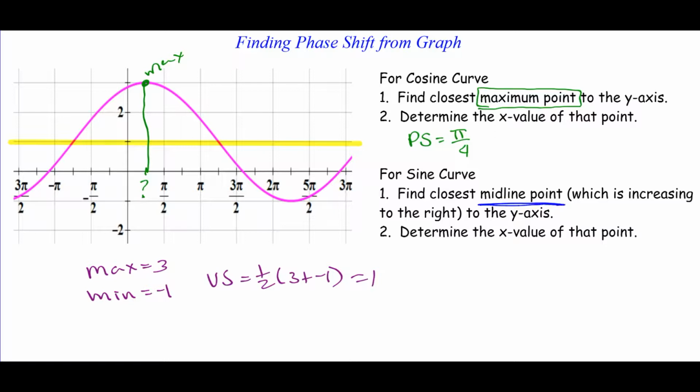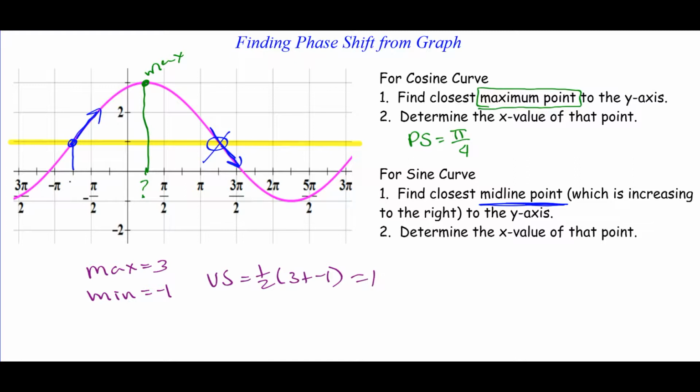So I want to find the closest midline point. Remember, it has to be increasing to the right. So I could come over here to the left. This is a midline point here, but this is decreasing, so I don't want to use this one. If I come over to this one, this is a midline point, and as I move to the right, I'm increasing, so this is the one I want to use.